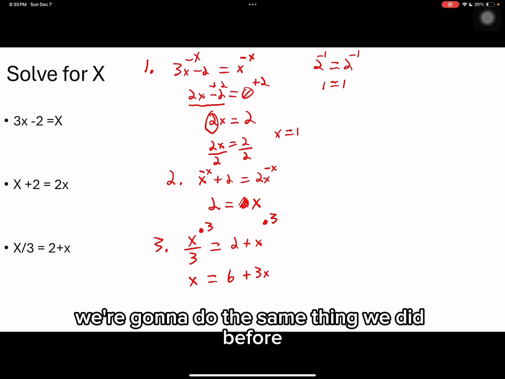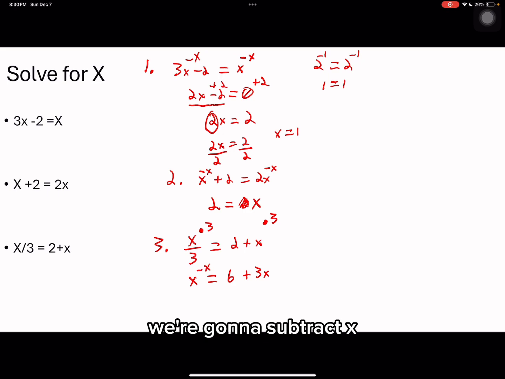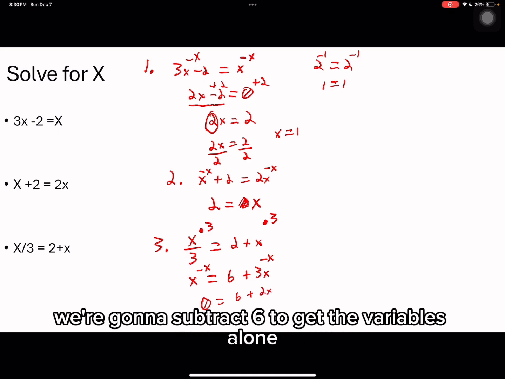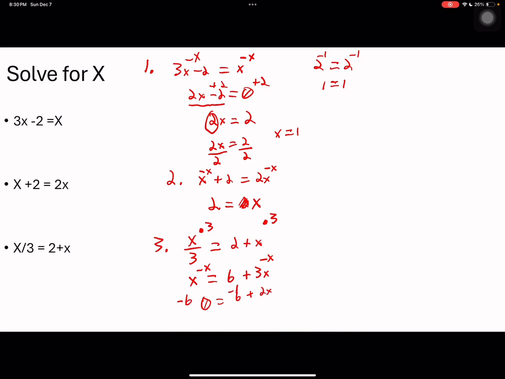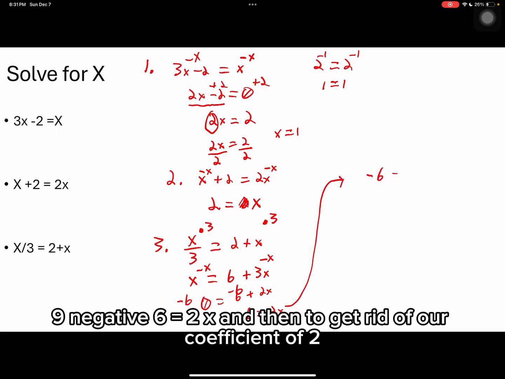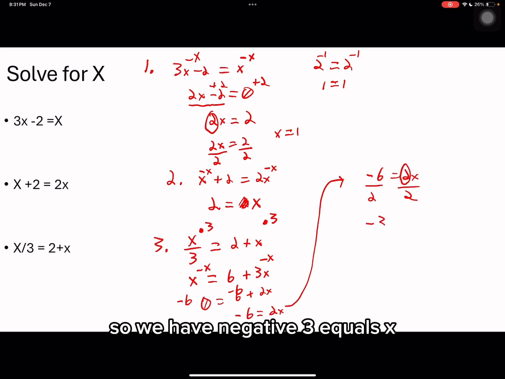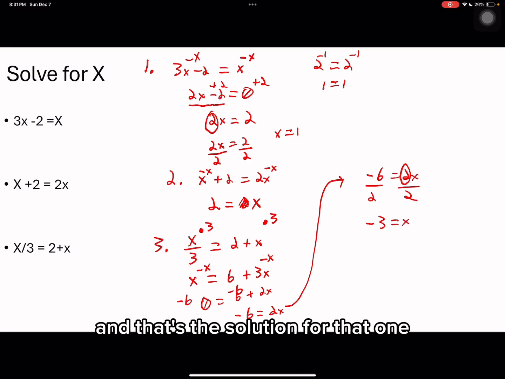We're going to do the same thing we did before. We're going to get all the variables on one side. We're going to subtract x. Here we have 0 equals 6 plus 2x. We're going to subtract 6 to get the variables alone. So we have negative 6 equals 2x. And then just like before, to get rid of our coefficient of 2, we're going to divide by 2. So we have negative 3 equals x, and that's the solution for that one.